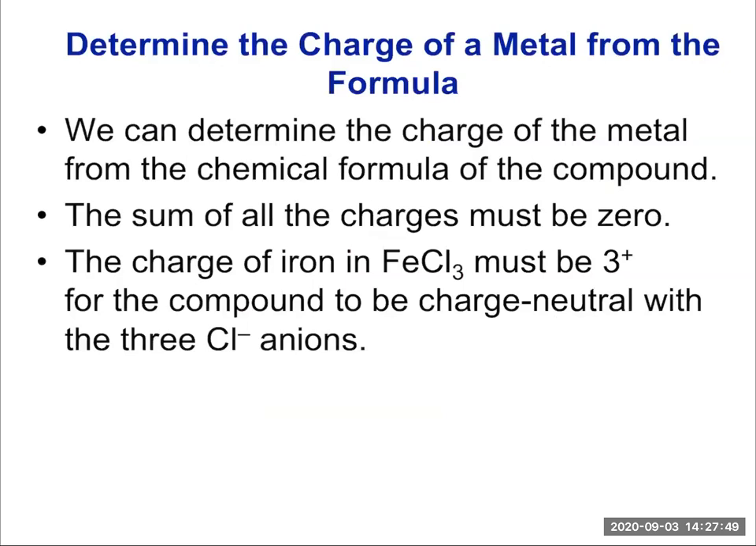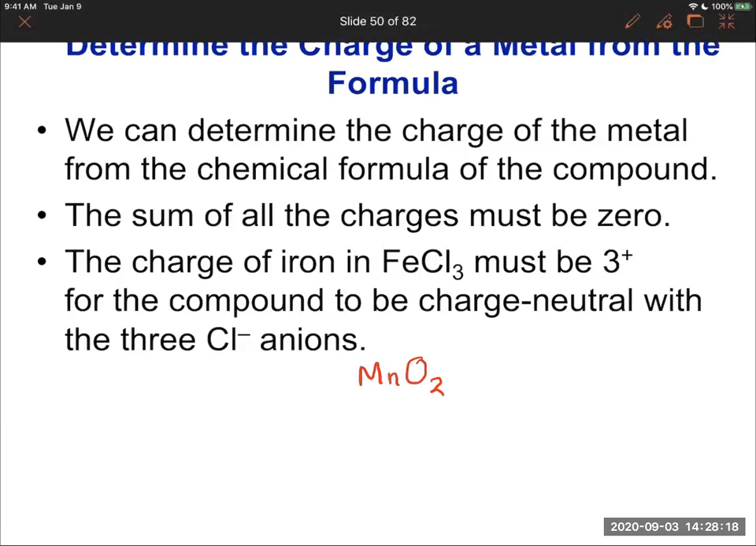Determine the charge from the formula. So that's going to be very important. It's also called oxidation number. We have to determine the charge. I'll give you an example. If I give you this, Mn O2, Mn is a transition metal. And if I ask you what is the charge of the metal, you can't just see it and determine that it's 2. That is not the case. You have to find the charge.